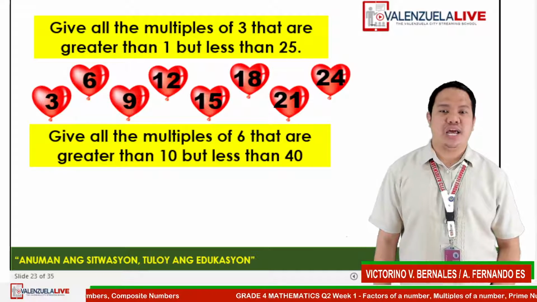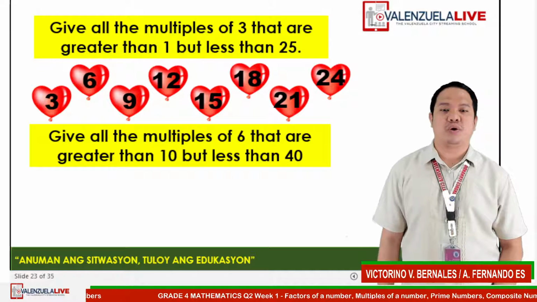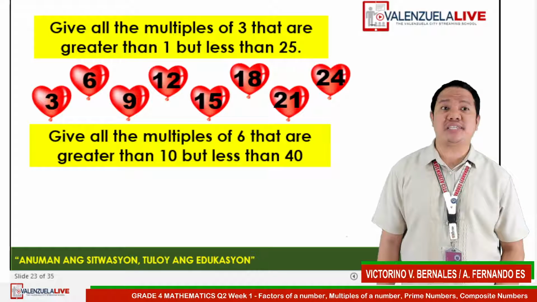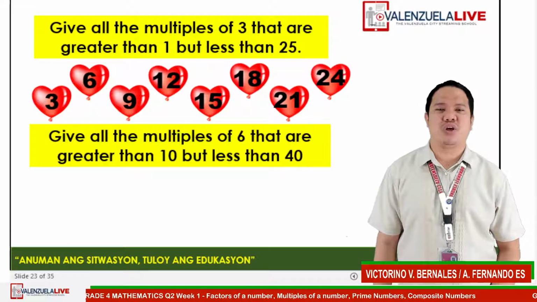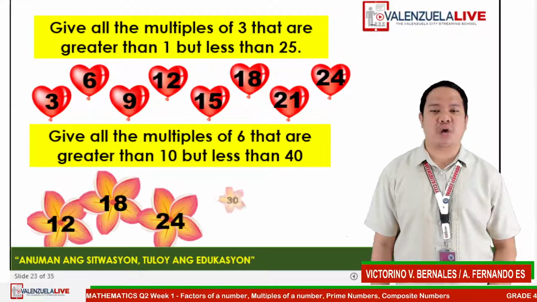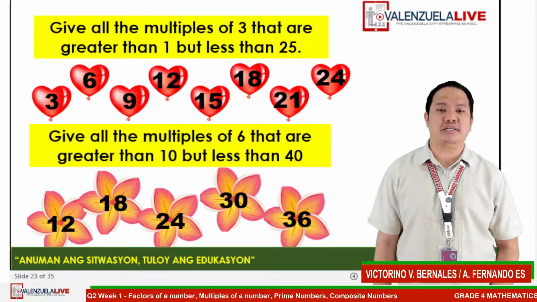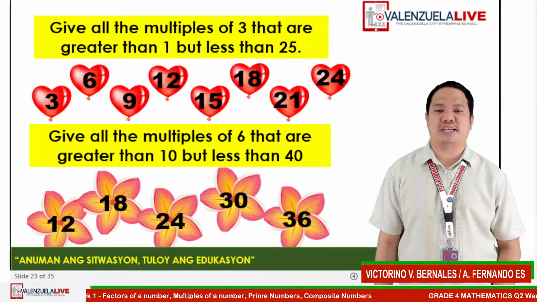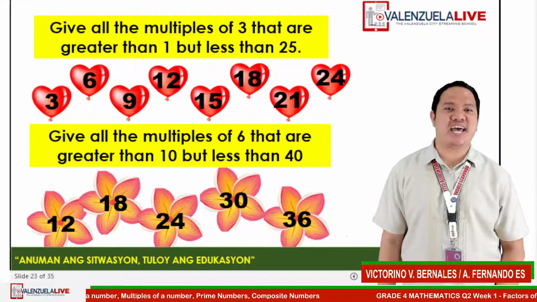Next, let us give all the multiples of 6 that are greater than 10 but less than 40. We cannot start with 6 because it is not greater than 10. The first multiple of 6 is 12, followed by 18, 24, 30, and 36. Because of the given condition, that is less than 40.